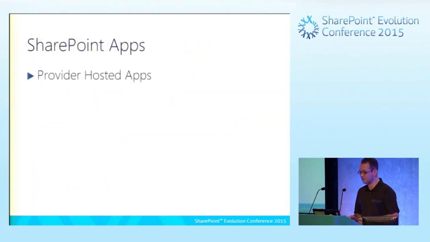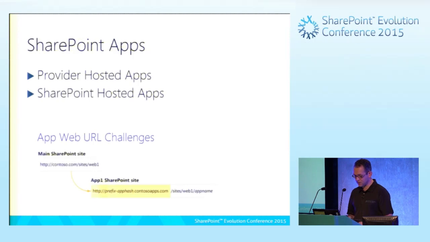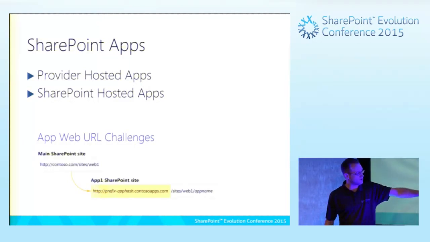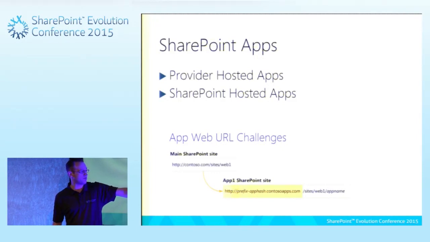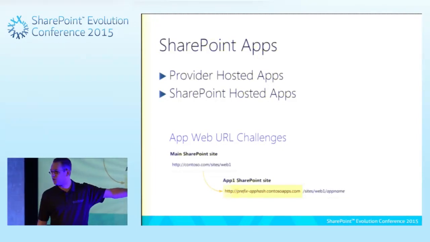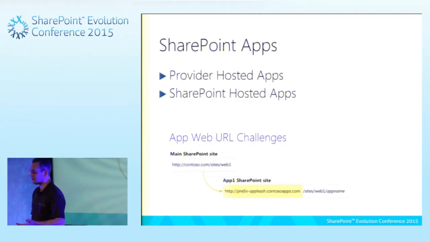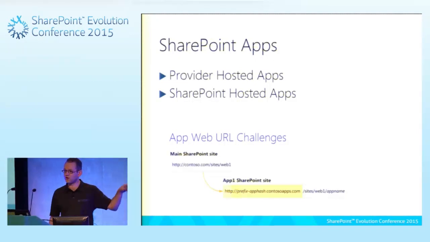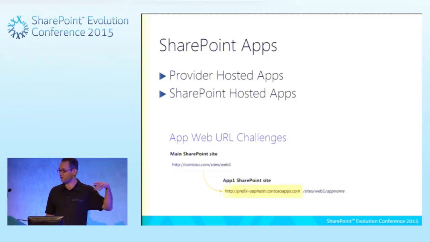Like I said, SharePoint apps, provider-hosted apps, not really a big problem. They're just normal websites. Depends on what you do with them, of course. But SharePoint-hosted apps, those are the problematic ones. So your main SharePoint site could be contoso/site/web1, a normal URL, but your SharePoint hosted app will run in something, well, a prefix and then a GUID and then a special domain name. The problem is that SharePoint, every time you instantiate a SharePoint hosted app, will create one of those websites with a unique URL for you, and you cannot control that.